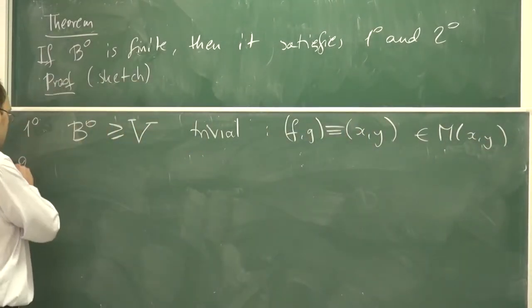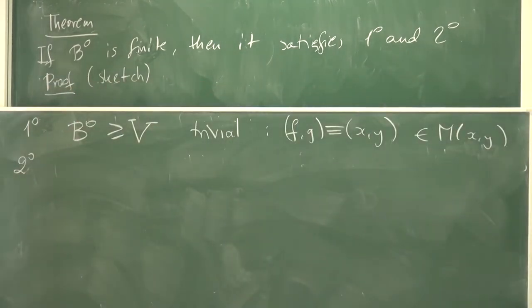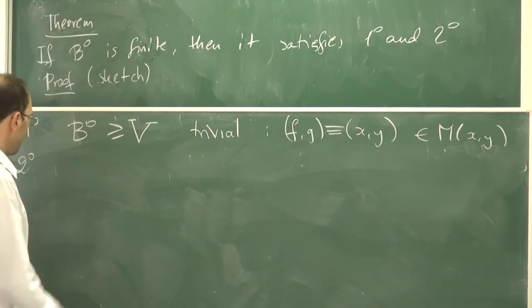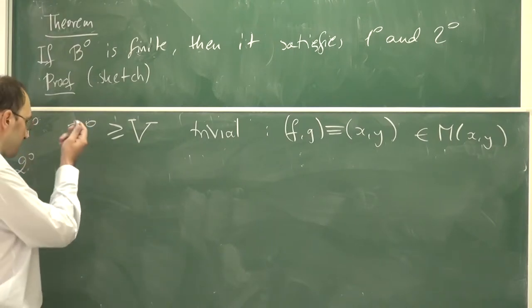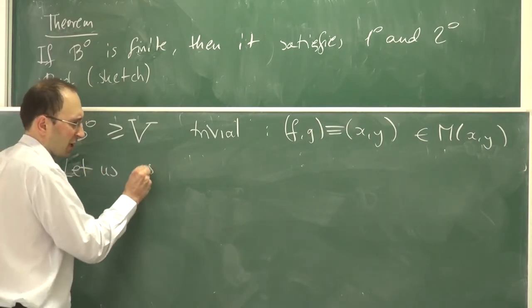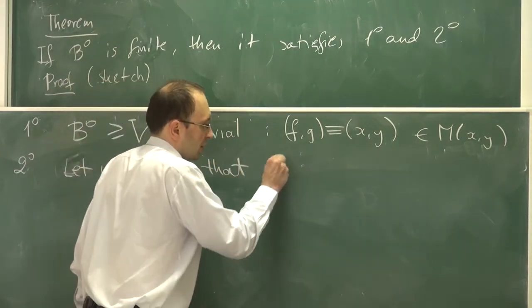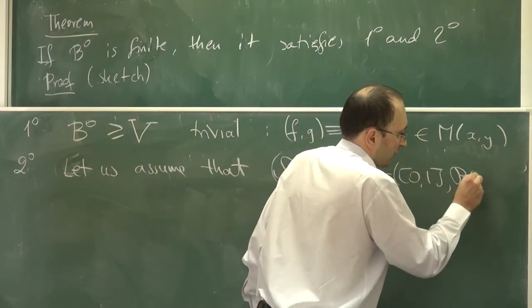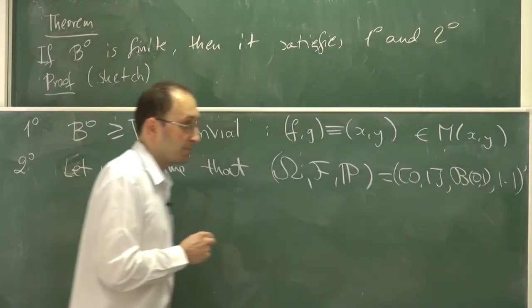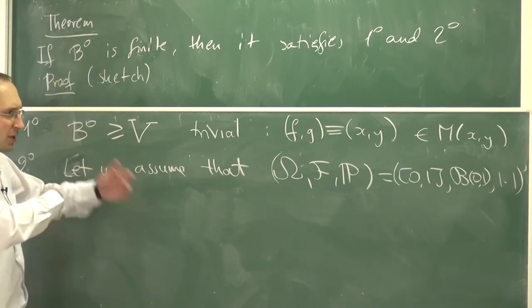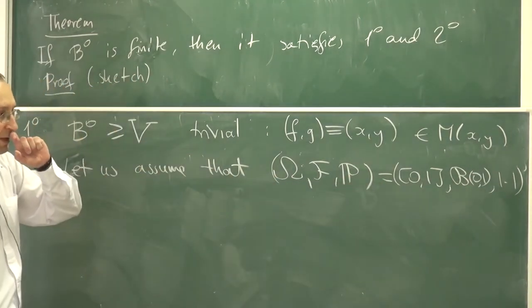And to prove this concavity, we use the so-called splicing argument. I will perhaps draw some pictures, I guess it's most helpful. Let us assume, with no loss of generality, that this underlying probability space is just the interval [0,1] with its Borel subsets and Lebesgue measure. After some transformation or whatever, we can assume this. There is no problem with that.